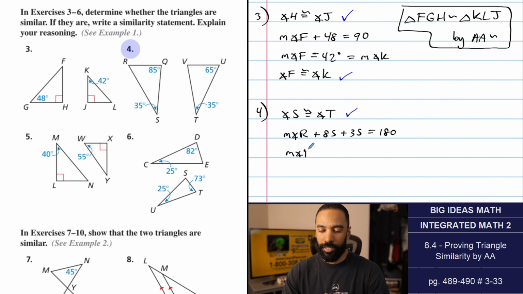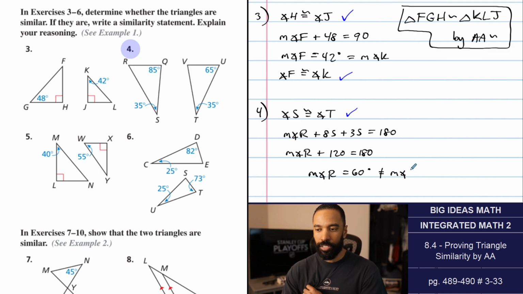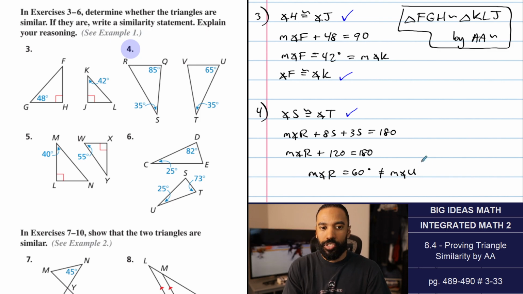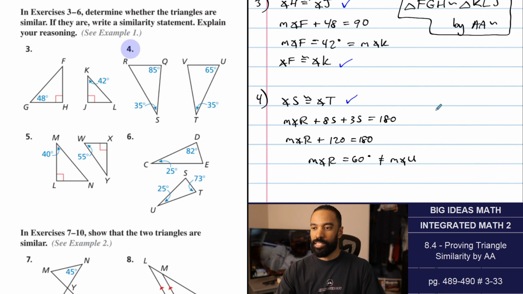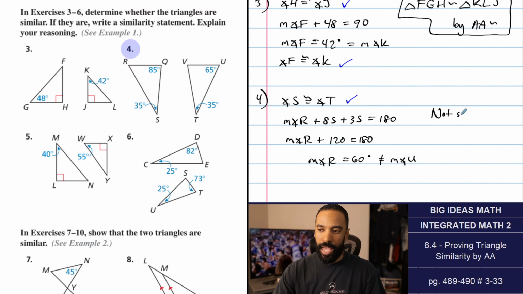Doesn't look like we will, only because this set is ending in a 0. So 120. So the measure of angle R is 60 degrees, which is not equal to the measure of angle U. So therefore V is not also going to be Q, right? This is just a case of not similar. And you don't make a similarity statement out of that.